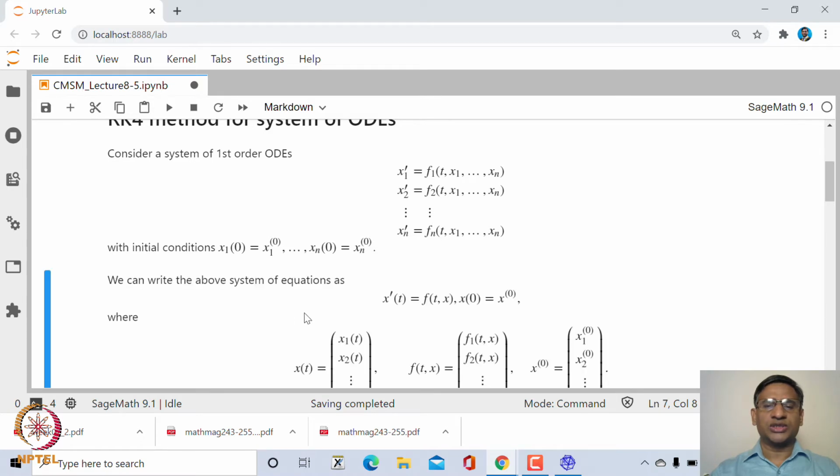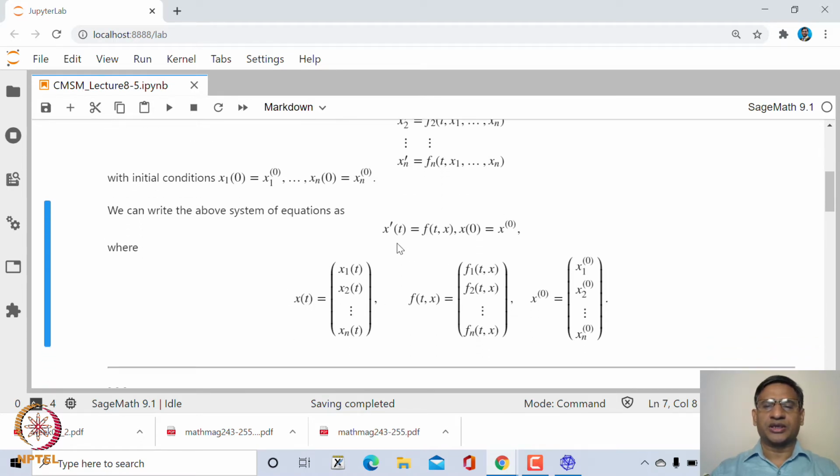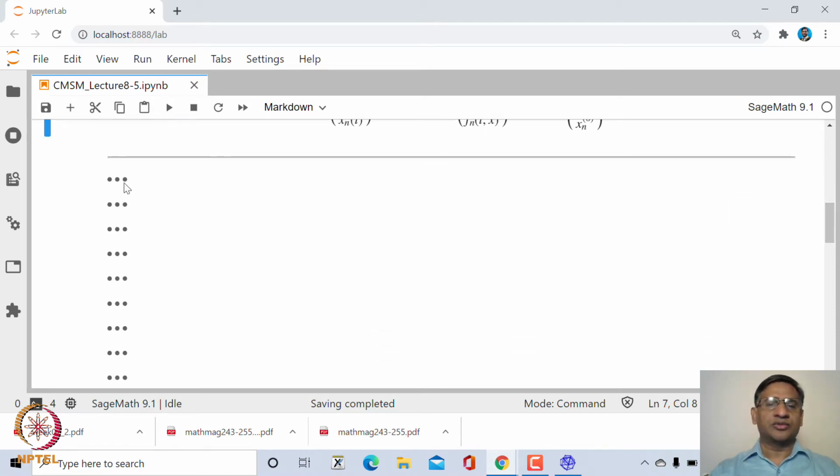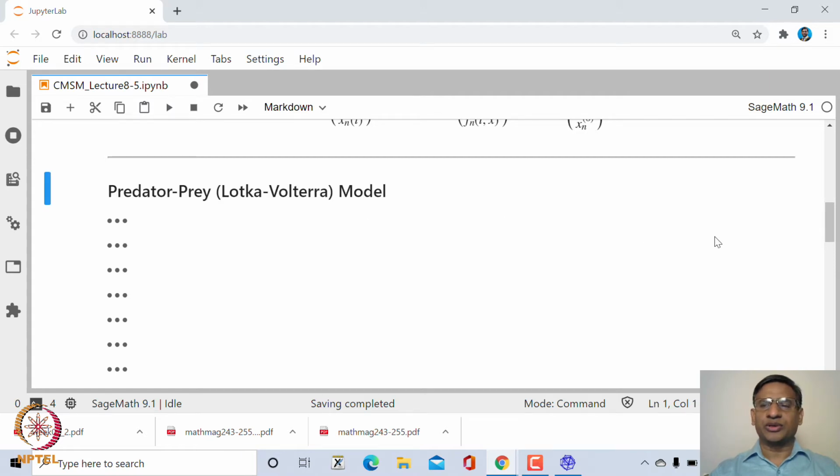This set of equations you can write as a single equation, that is x dash t is equal to f of t, x, and x at 0 is x 0, where x t is a vector x1 t, x2 t, dot dot dot, xn t. Similarly, f of t, x will also be a vector whose first coordinate is f1 of t, x, then f2 of t, x, and so on, and this is the initial condition. So, this can be thought of as a vector equation.